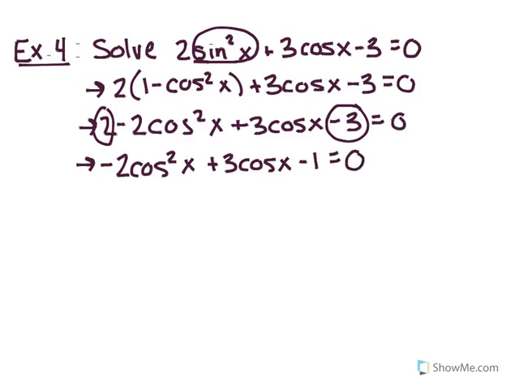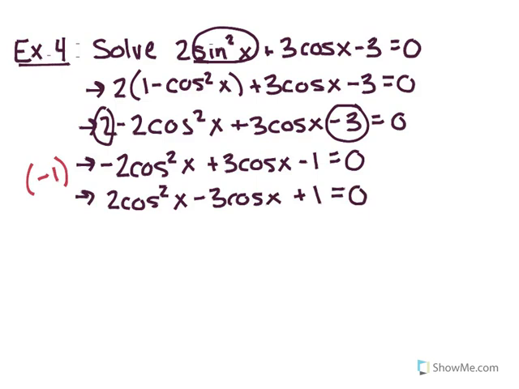And before we can even bother factoring this, the first term can't be negative. So we are just going to negate all of our terms by multiplying them by a -1. Okay, you are always welcome to do that. When you do that, this becomes +2 cosine squared x minus 3 cosine x plus 1.